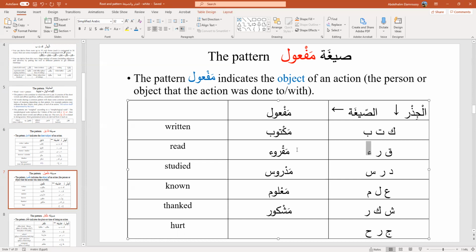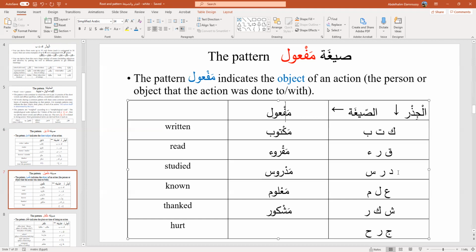And that's the first step. Second step, add everything else as it is. So you will add the meme with the fatha, the sukun right here, and the waw before the last letter. So it will be maqru. And this means the thing that is read. So maktub means the thing that is written, and maqru is referring to the thing that is read. So this is read and not read.